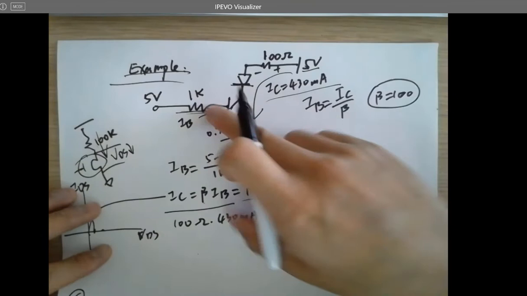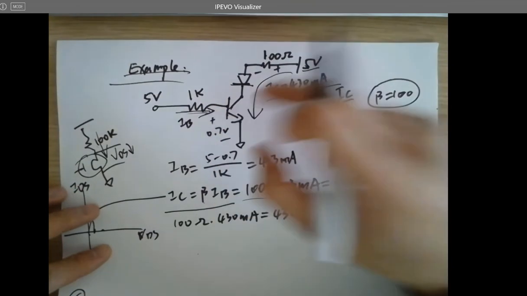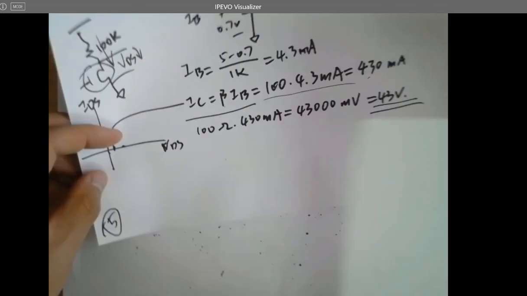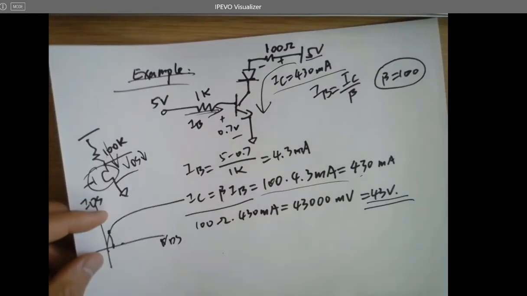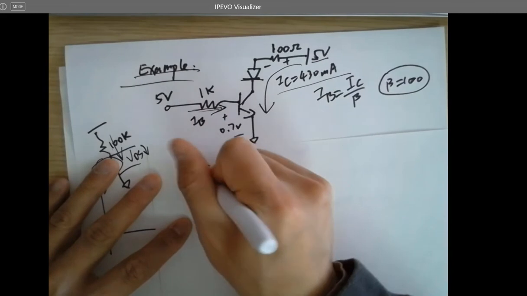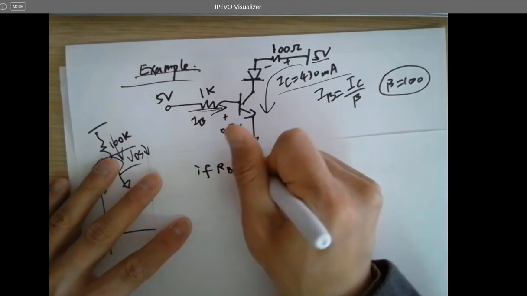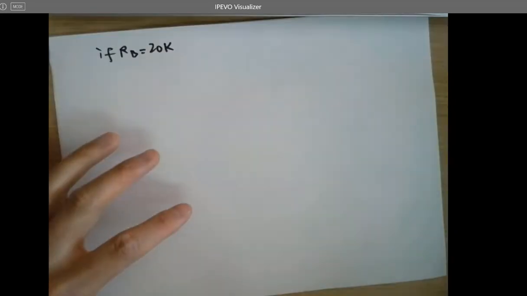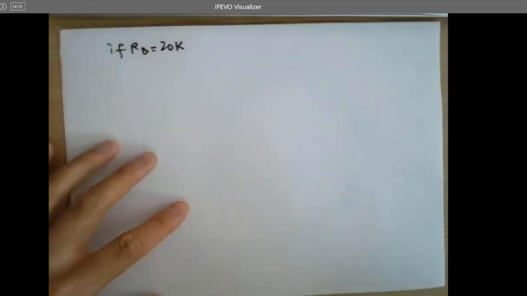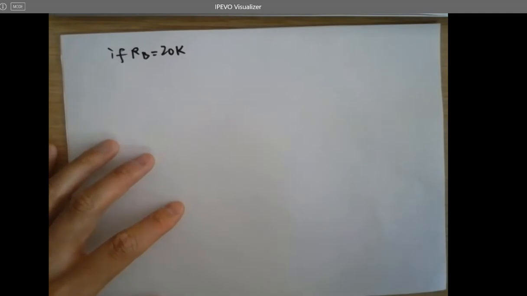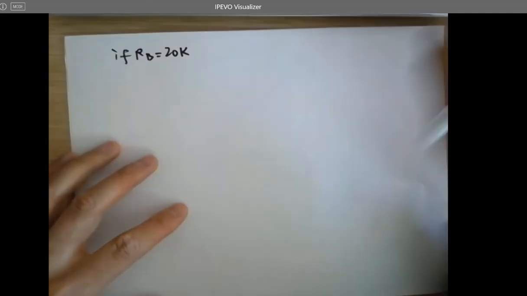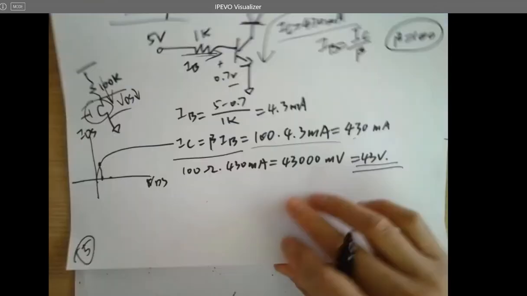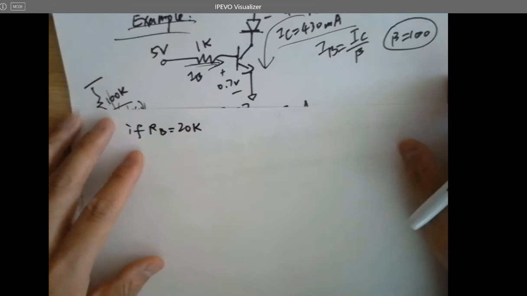So you have to do it backwards. You can see if you have a small resistor, here's a consequence. So what if you have a 10K or 20K resistor? What's going to happen? If RB is 20K, what's going to happen? What if RB is 20K instead of 1K?